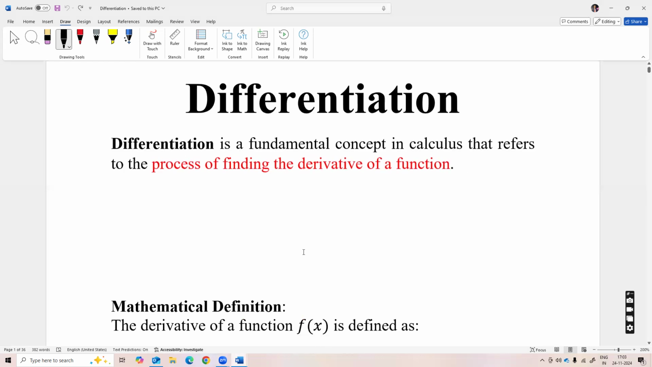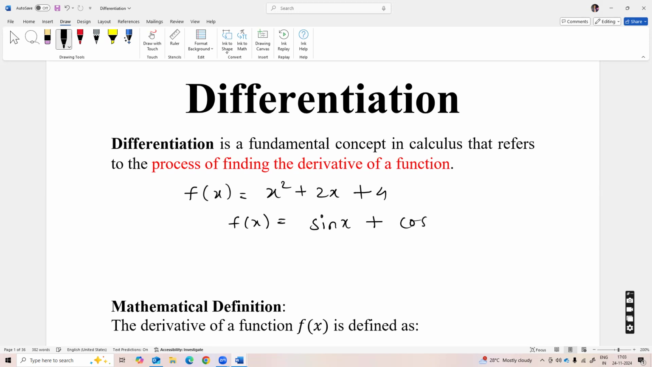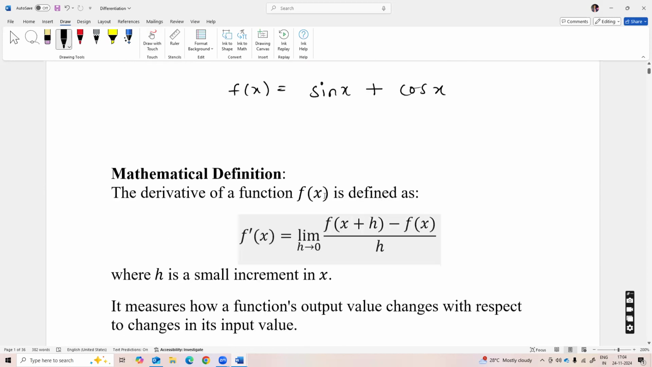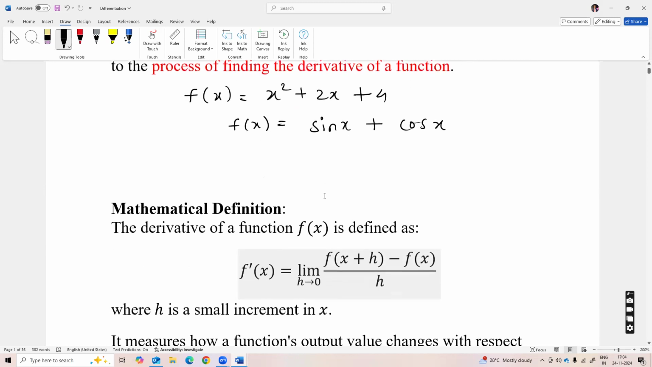Differentiation is basically a process of finding derivatives of different functions. We can have different kinds of functions, like f of x is equal to x square plus 2x plus 4, or f of x is equal to sine x plus cos x. A function can be of any type. Differentiation is the process of finding the derivative of that function. Let's see the mathematical definition of differentiation.